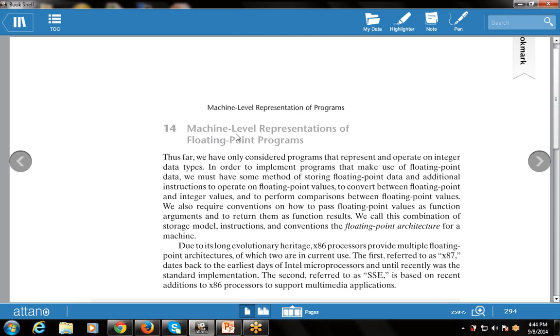This is your main topic, that is machine level representation of floating point programs. Till now we have covered only machine level representation of integer values. Now the next topic is how we can represent floating point numbers in machine level programs.